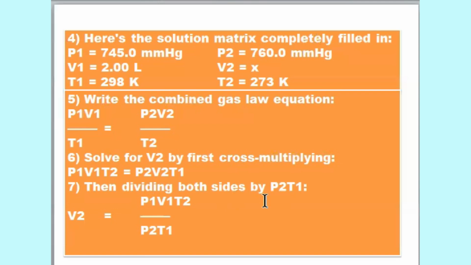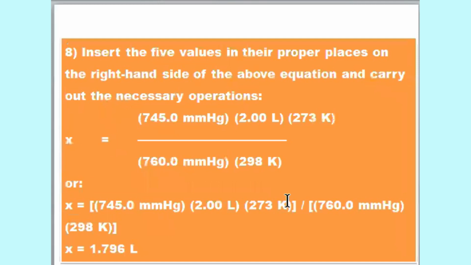The next step, insert the 5 values in their proper place on the right hand side of the above equation, and carry out the necessary operations. We have 745 millimeter of mercury multiplied by 2 liter multiplied by 273 Kelvin divided by 760 millimeter of mercury multiplied by 298, and you will obtain 1.769 liter.